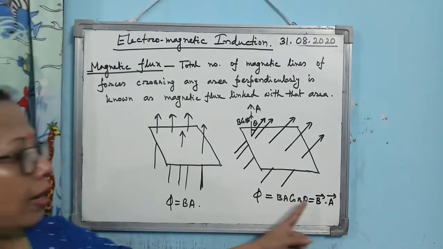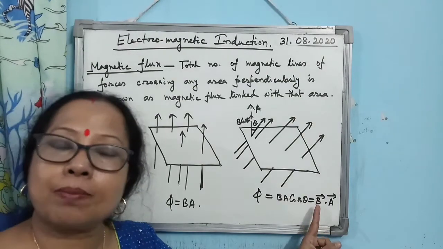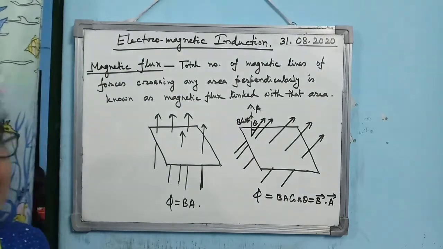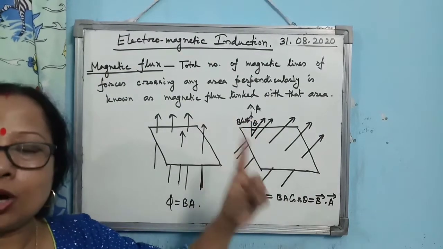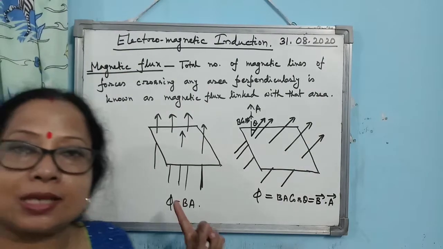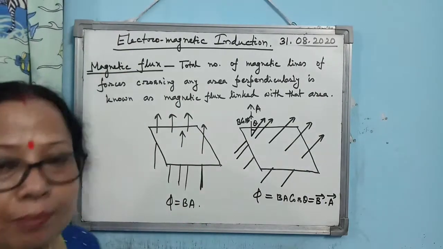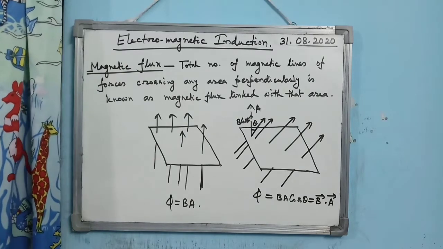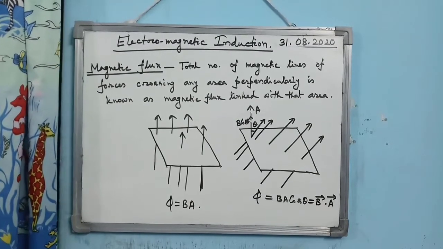And when the magnetic field intensity is perpendicular to the surface itself, is that clear? Then theta becomes 0 and cos 0 is 1. In that case, what will be the magnetic flux? Simply the product of magnetic field intensity and the area will give you the amount of magnetic flux.